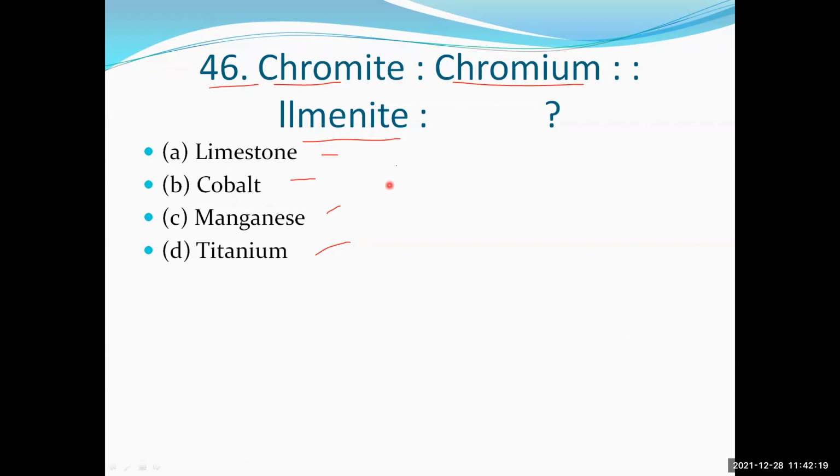Chromite and chromium: you'll come to know that from chromite we obtain chromium. So from ilmenite, what are we going to obtain? You are right, that's titanium. Option D is going to be the answer here. Sakshi, Pranali, Pragati and everyone who answered, those who thought of option D, that's the answer here.